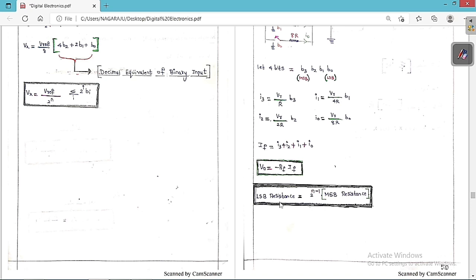So what is the LSB resistance? I have already told you what the LSB resistance is. For the LSB switch, the resistance is 2 to the power of n minus 1 times the MSB resistance. This is a very important point that you always need to understand. So the LSB resistance is equal to 2 to the power of n minus 1 times the MSB resistance.